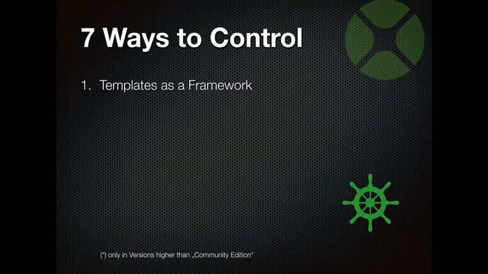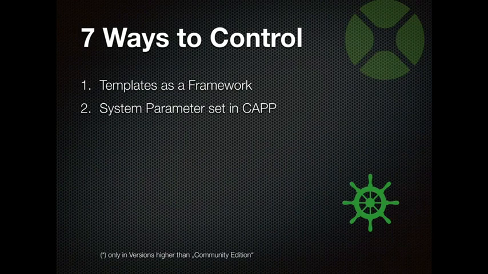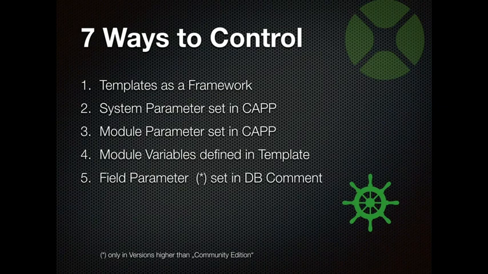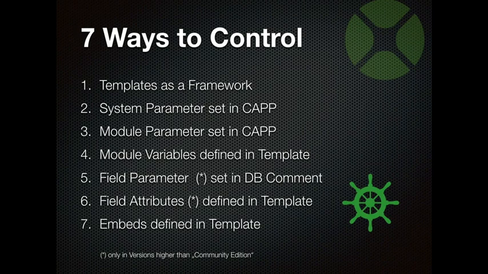So now we have 7 ways to control your code. Templates as a framework, of course. System parameters, that means the parameters which are all over the complete system. Module parameters for each module, dedicated for that module. Module variables defined in a template. Field parameters, which come out from a database command. I'll show you that. And defined field attributes defined in a template, that means field attributes, for example, height or color or whatever. And embeds, which are defined in the template. So those are 7 ways to control that.